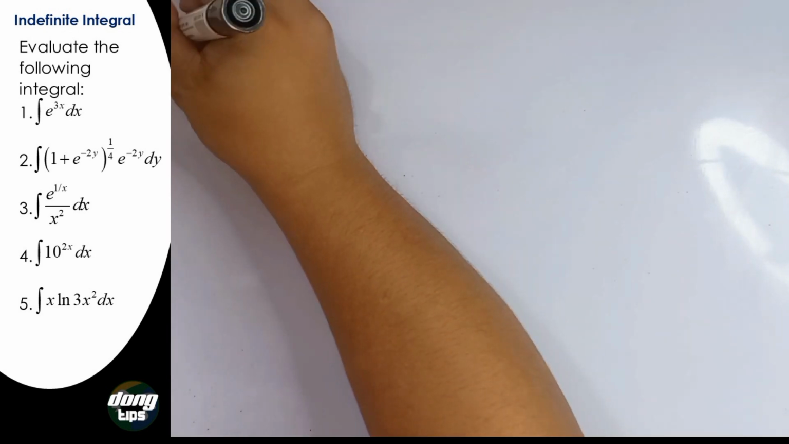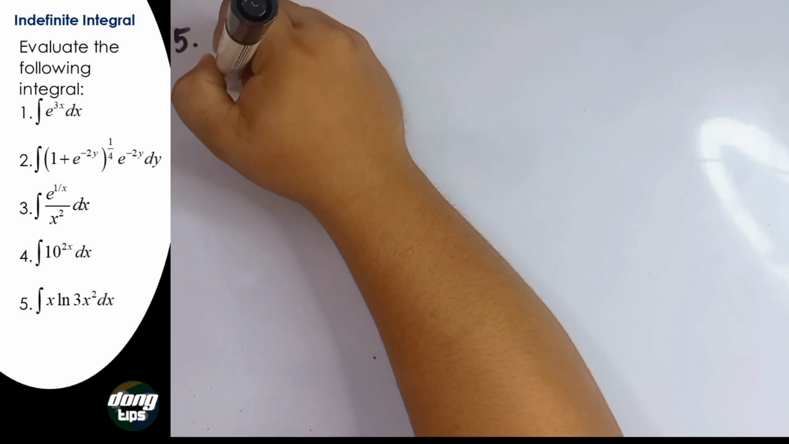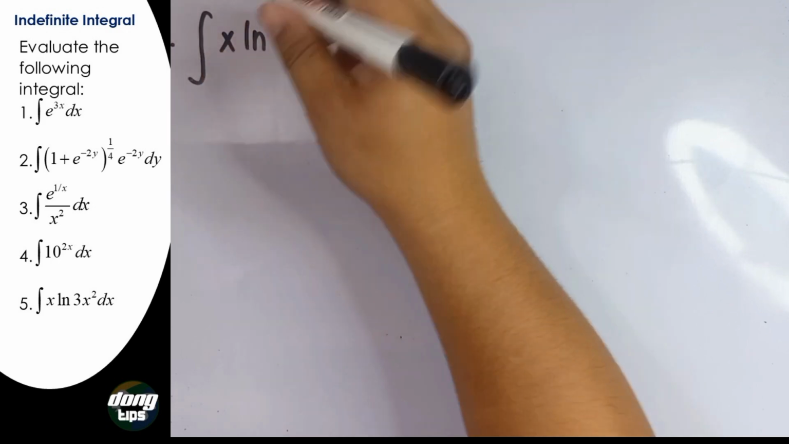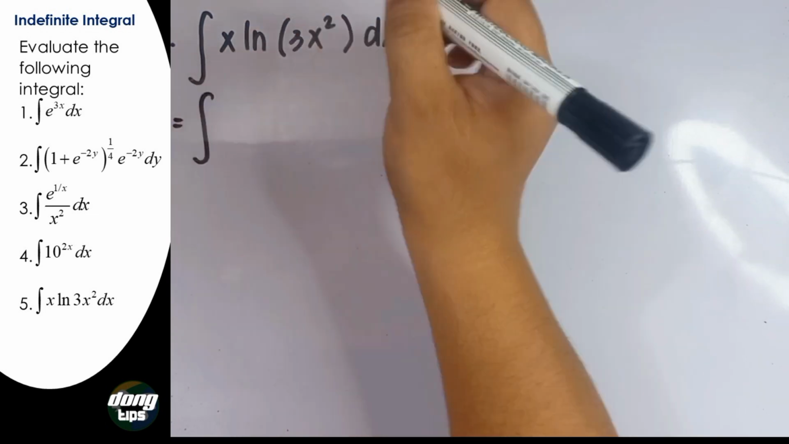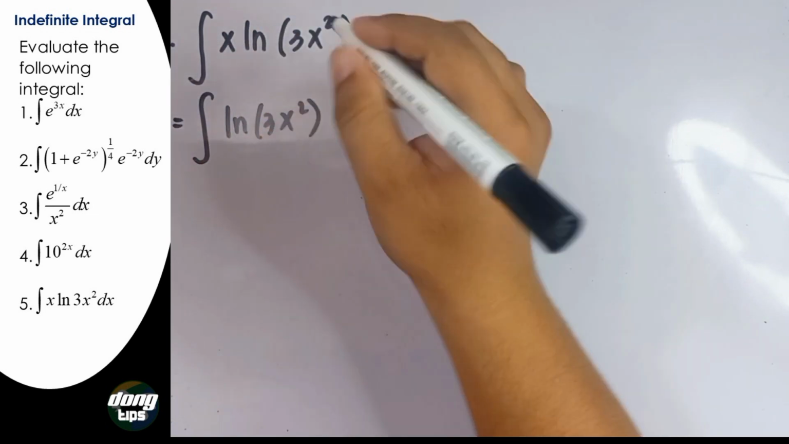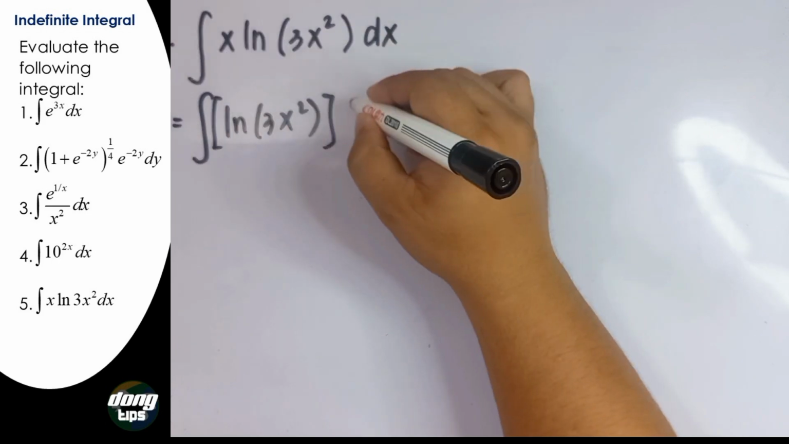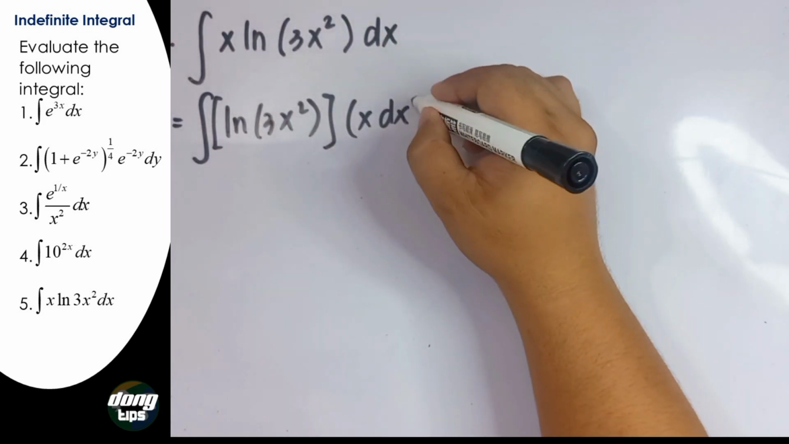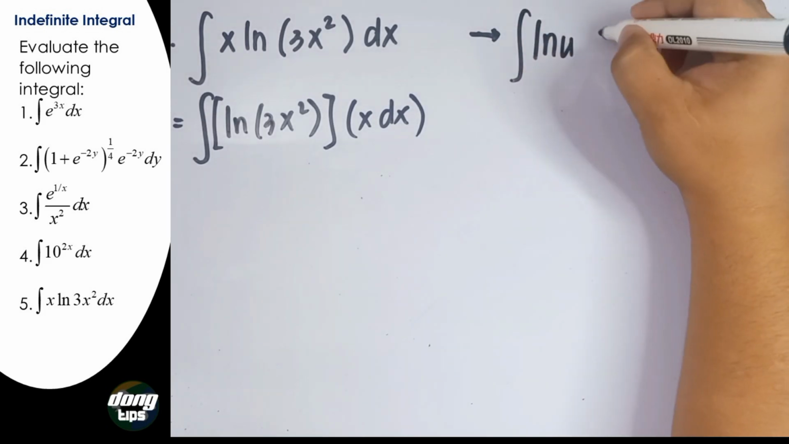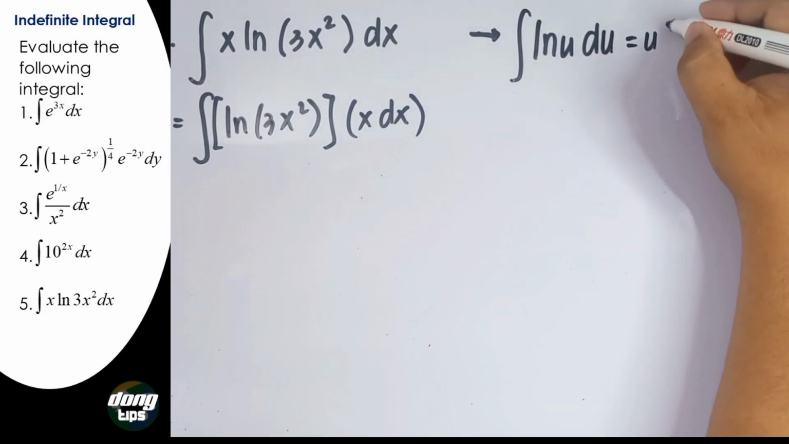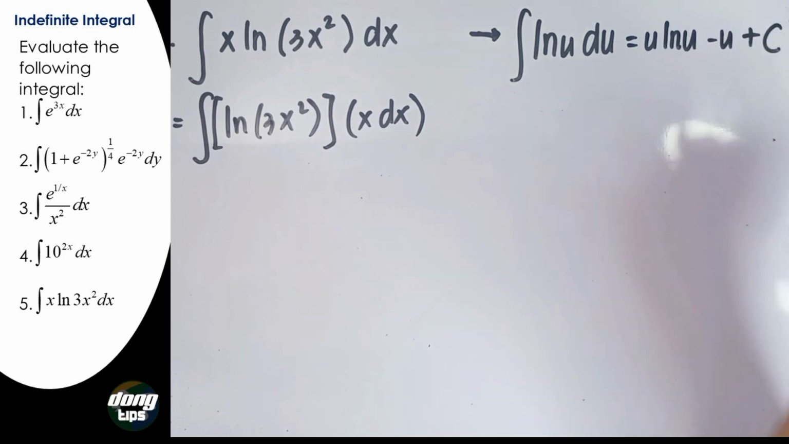Let's proceed to the last number, the integral of x times the natural logarithm of 3x squared dx. We can rearrange it into this one: the integral of ln of the quantity 3x squared times x dx. And the formula we'll be using is the integral of natural logarithm of u du equals u ln of u minus u plus c.